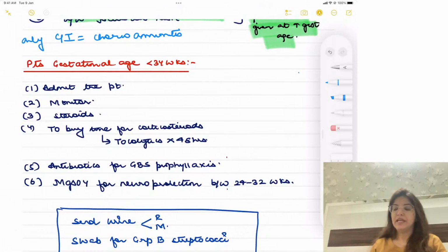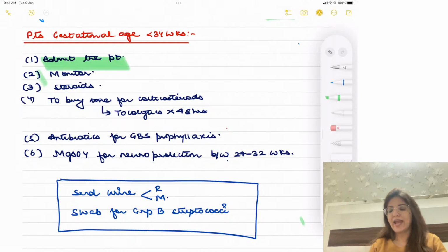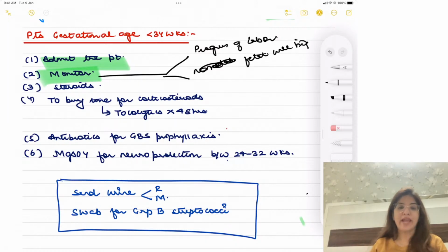Now, if your patient is less than 34 weeks, now what are you going to do? If gestational age is less than 34 weeks, again, I'm going to admit the patient. Again, I'm going to monitor this patient. What are you going to monitor the patient for? You're going to monitor the patient for the progress of labor, whether the labor is progressing or not, and for fetal well-being. Right? Then you are going to give steroids to these patients, antenatal corticosteroids.